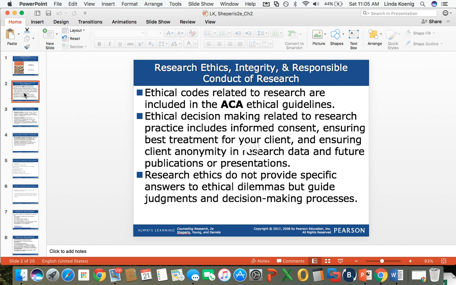Now, ethical guidelines are really good to have, but they don't encase every possible scenario for every ethical dilemma that we might have. So they give us general guidelines, and hopefully they can guide us. They give us guidelines that we can apply in specific situations to help us with the decision-making process.